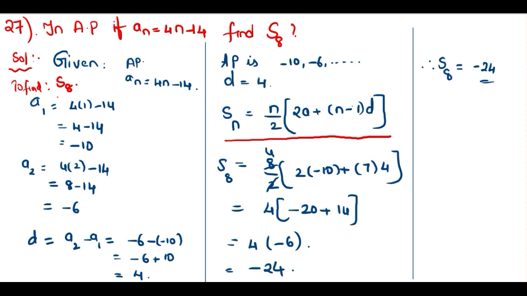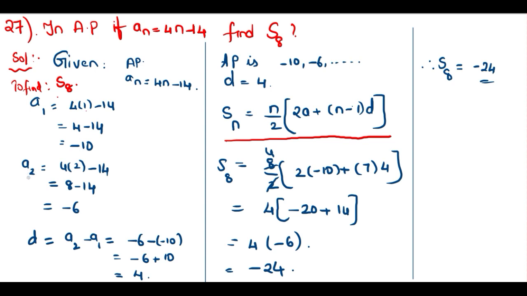So, first term will be A1 is equals to 4 into, instead of n we are substituting 1. So, 4 into 1 minus 14. 4 ones are 4 minus 14. One positive value, one negative value, it means we have to subtract. 14 minus 4 gives us 10 and the sign of the bigger number is minus. So, it is minus 10.